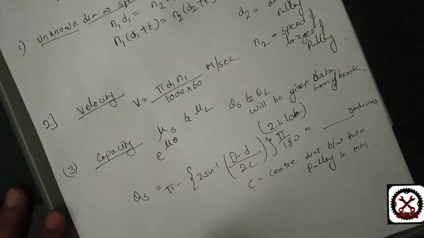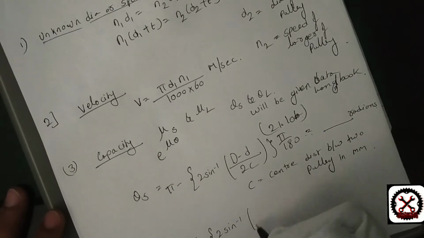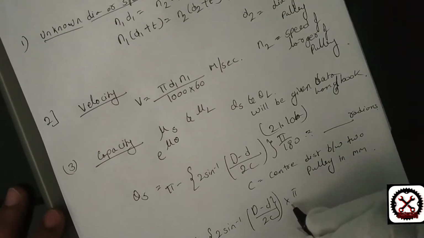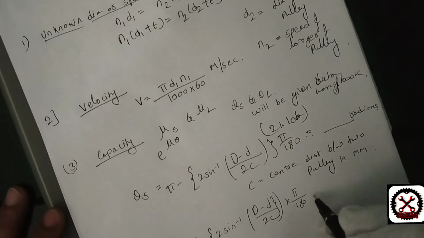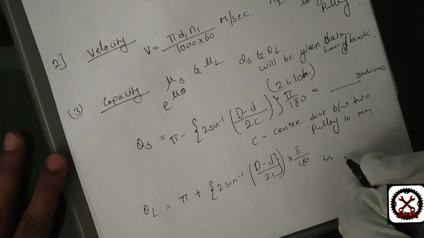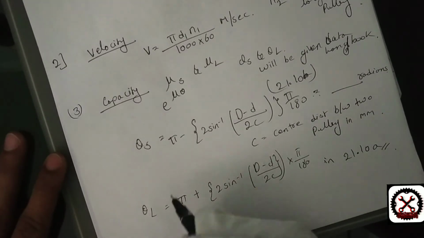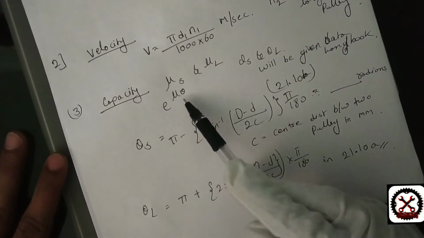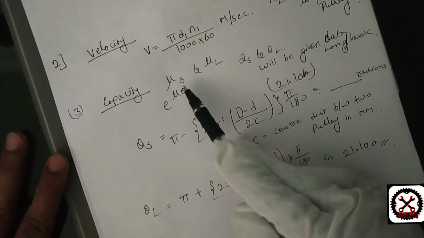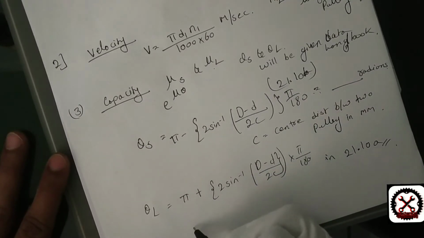Now we see the theta L. Theta L is given by pi plus 2 sine inverse of (D minus d) by 2C into pi by 180. Nothing but only the plus sign changes, in equation number 21.10a. So we substitute the value of nu and theta, that is we find the value of nu theta s and nu theta l if the coefficient of friction is given separately, and we take the smaller value, whichever is the smaller value.